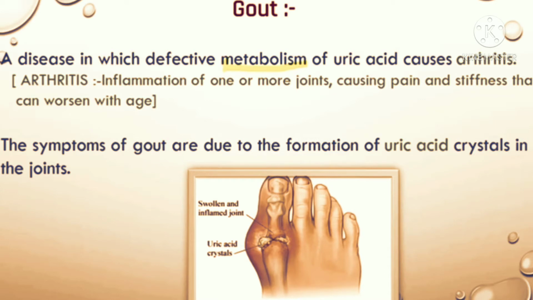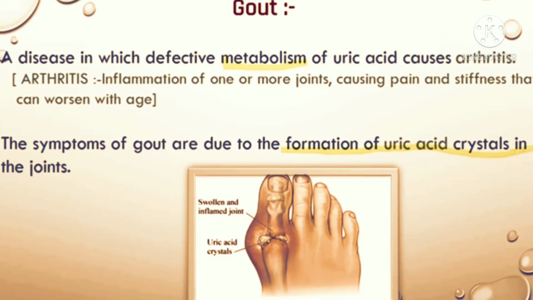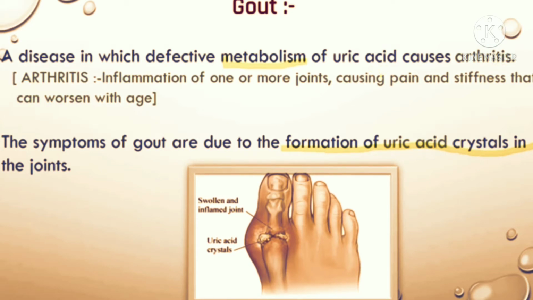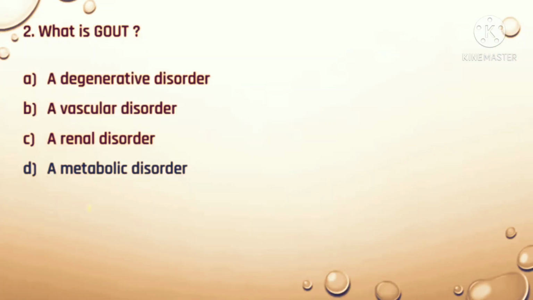Okay, and it is a defective metabolism. That means it is a metabolic disorder. Gout, it is a metabolic disorder of uric acid. As I said, in the formation of uric acid crystals, this gets accumulated in the joints and it forms the crystals in the joints, especially the great toe. The joint of great toe is mostly affected in the condition of the gout, so as seen in the picture. So answer is, it is a metabolic disorder.